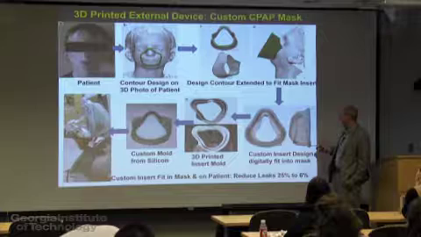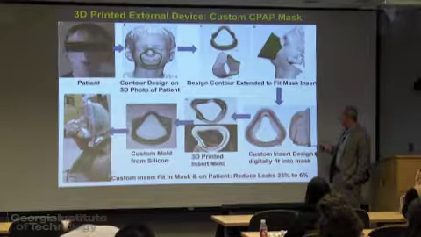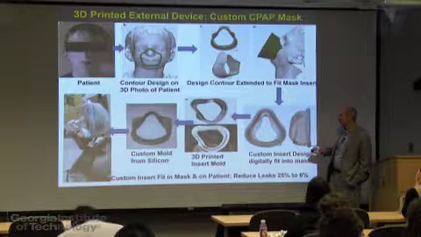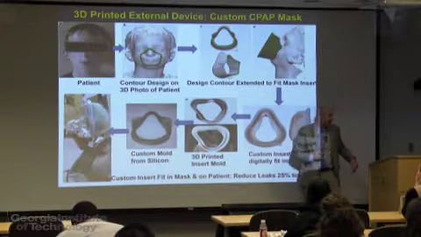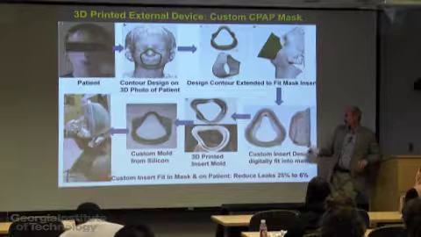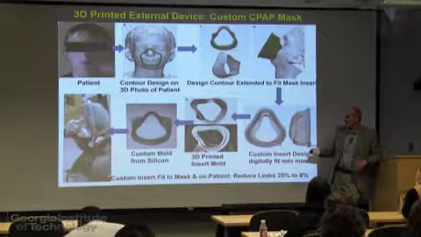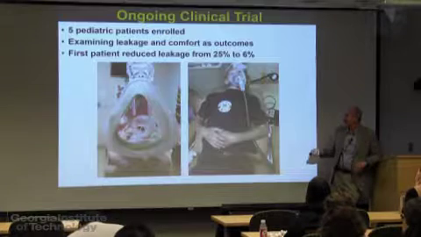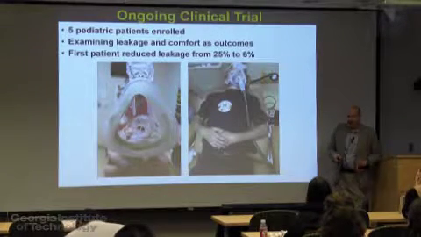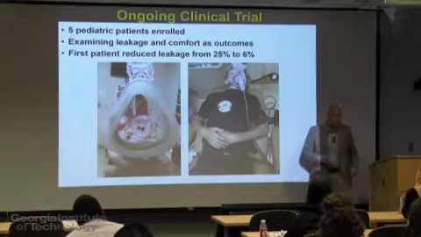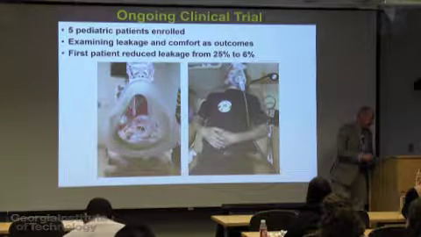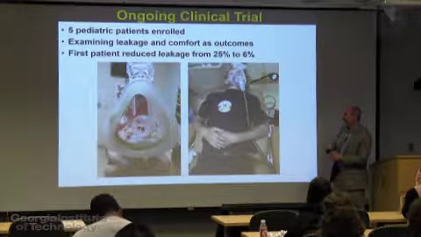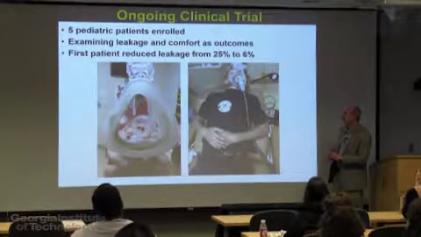We actually CT scan the mask shell, get an STL file, fit the insert into that, and print a mold, in this case, although now I think we can print with medical grade silicone. Then we create the insert, and we have a custom CPAP mask for this child. They're currently running a clinical trial at the University of Michigan with a small number of patients, 5 patients, for kids with craniofacial anomalies to create custom CPAP masks.